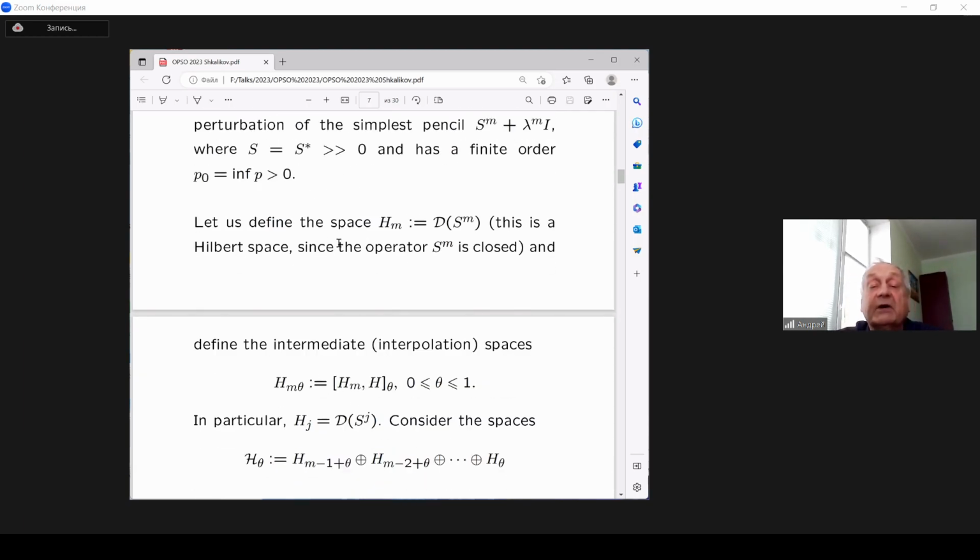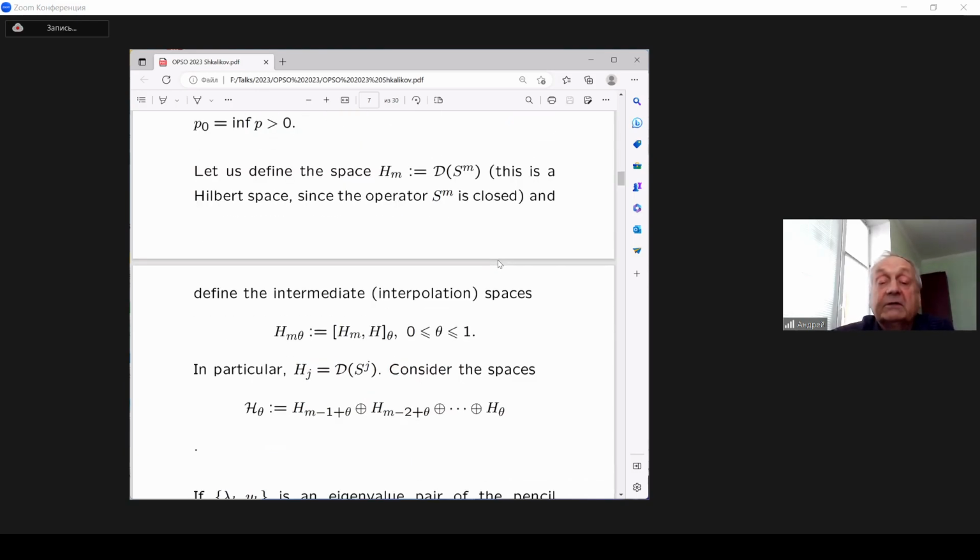Let us define the space H_m equal to the domain of S^m. This is a Hilbert space, since the operator S^m is closed. And define the intermediate interpolation spaces in the usual way: interpolation between H_m and H, with theta between 0 and 1. In particular, H_j coincides with the domain of S to the power j. Consider those spaces.